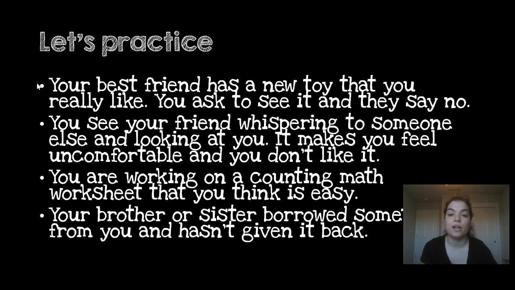You are working on a counting math worksheet and you think it's really easy. So if you're doing a math worksheet and you're counting and you think it's easy and there are lots of different problems on that worksheet, what size problem is that? That's a very small problem. You're not even upset at all. You're not sad, you're not angry, you're just working. That's a very small problem.